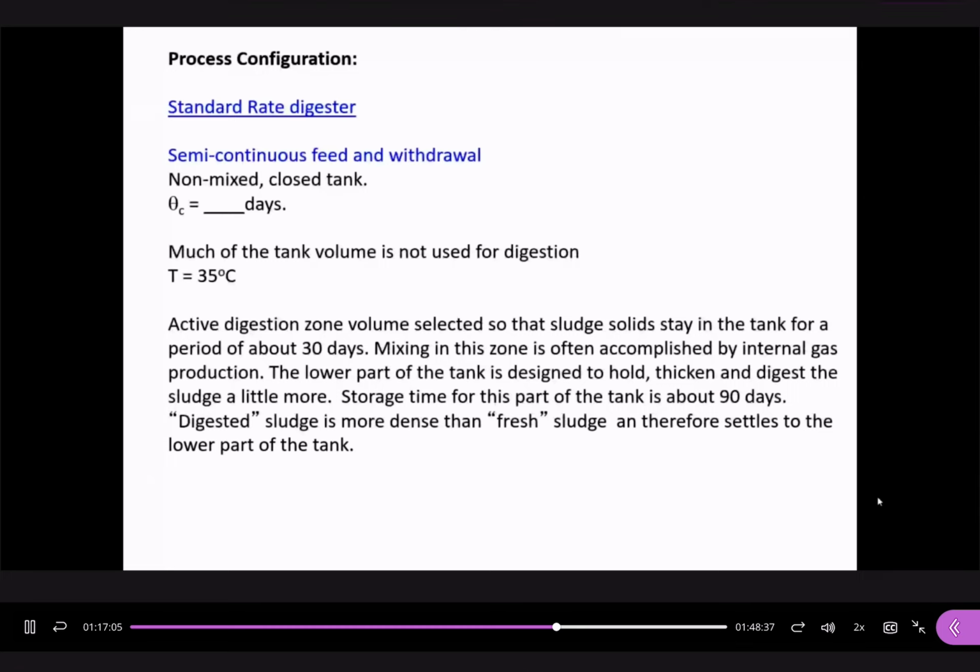First type is the standard rate digester. Okay, standard rate, semi-continuous feed and withdraw. Now mixed closed tank. Let's say 30 days. Is it long or short? Long compared to 2 to 5 days of what? Theta of. So what's the theta, say, in aerobic treatment, like activated sludge? A few days. Right? A few days.